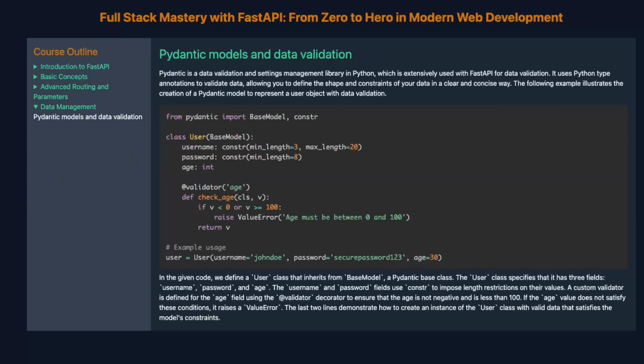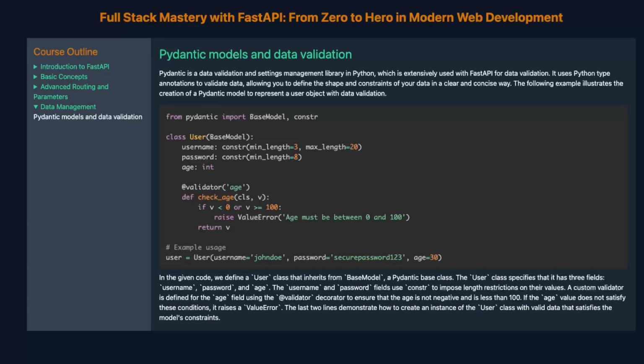Pydantic models and data validation. Pydantic is a data validation and settings management library in Python, which is extensively used with FastAPI for data validation. It uses Python type annotations to validate data, allowing you to define the shape and constraints of your data in a clear and concise way. The following example illustrates the creation of a Pydantic model to represent a user object with data validation.